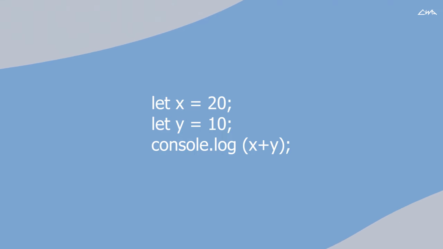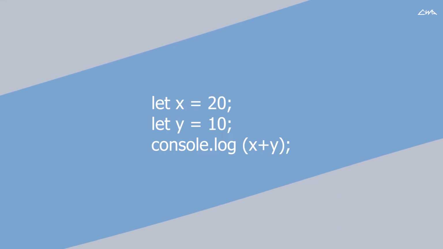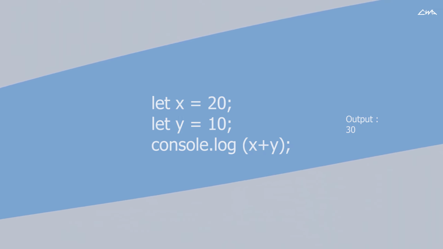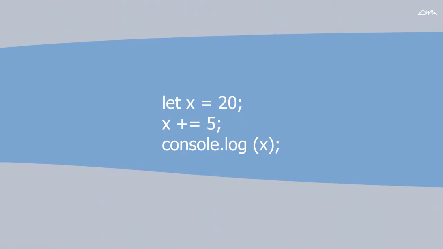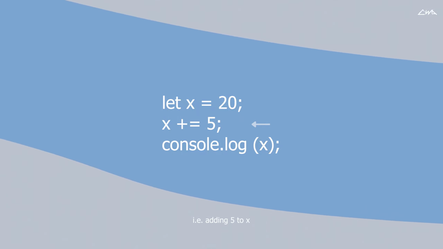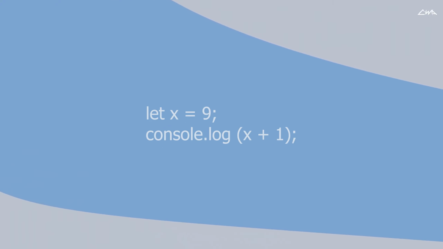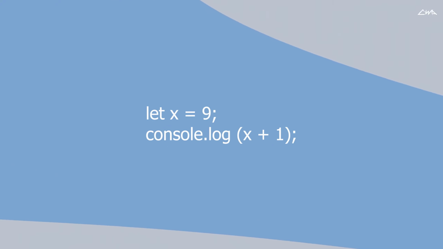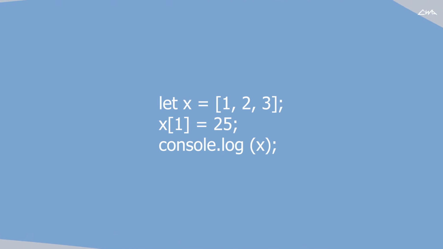Next we have let x = 20, let y = 10, console.log. Over here we are performing addition, and so the output is 30. Next we have let x = 20, x += 5, console.log(x). Now over here we are incrementing x by 5. So the output is 25. Next we have a similar program, let x = 9, console.log(x + 1). The output is 10.